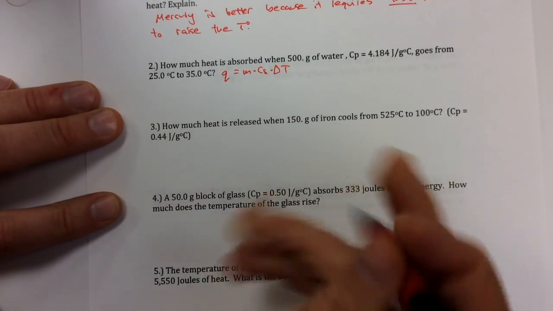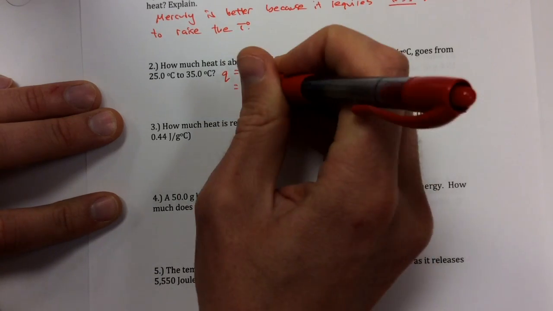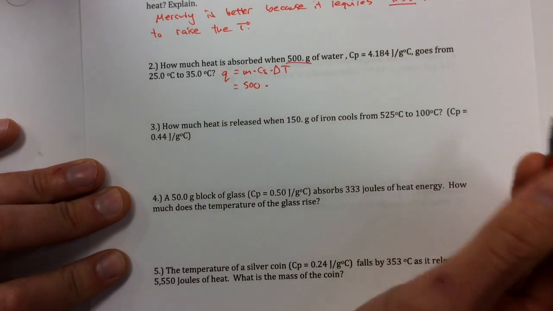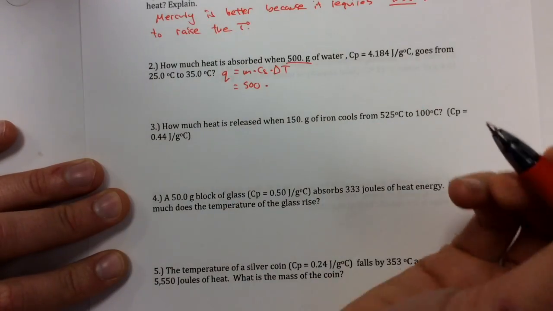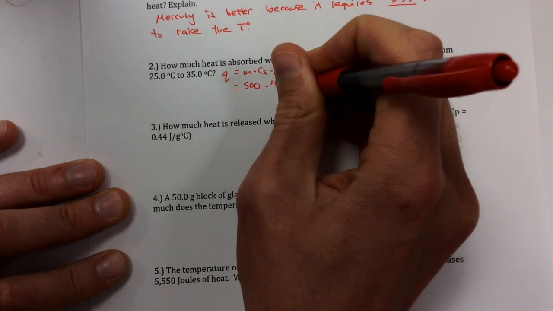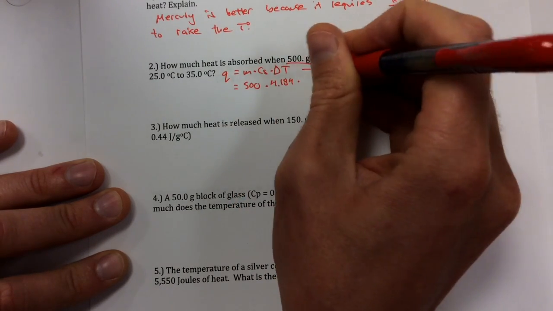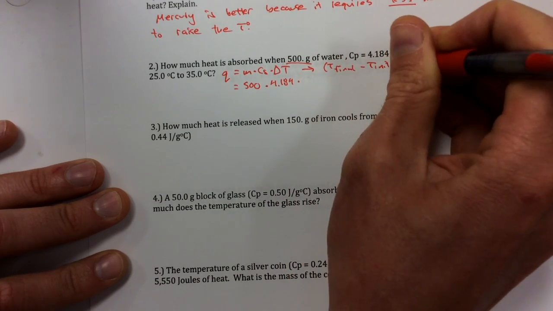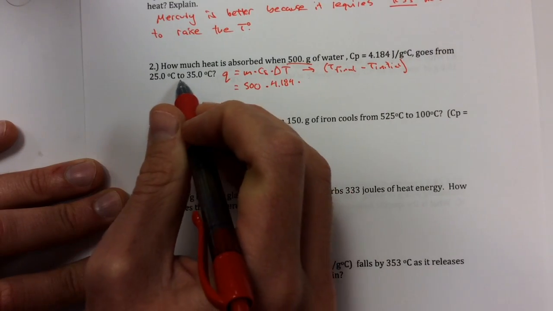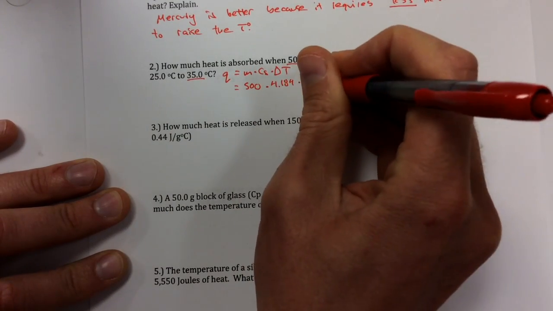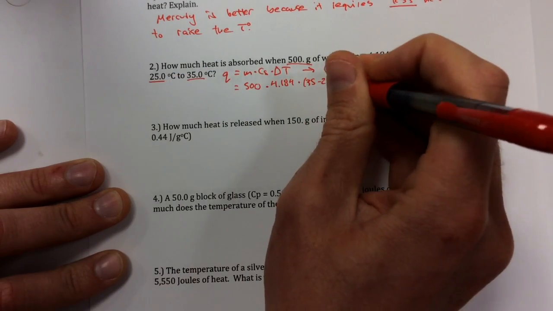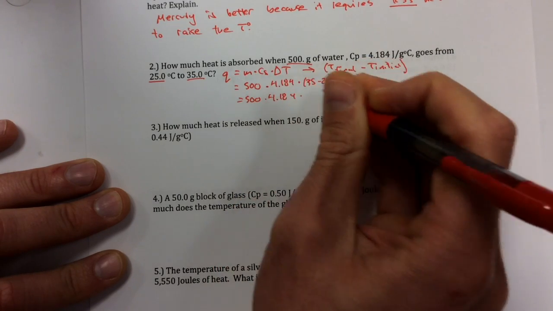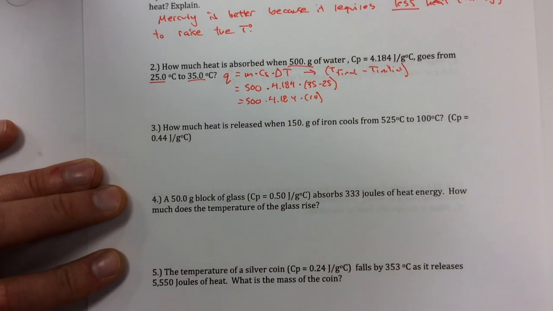Now I just plug in what I know. My mass is equal to 500 grams. That period at the end means that I have three significant figures. My CP is the same as the CS in these ones, so 4.184. And then my temperature, remember, that's always going to be final minus initial. My final comes after the word "to", which is 35, minus my initial, 25. So that's going to be 500 times 4.184 times 35 minus 25, which is 10.